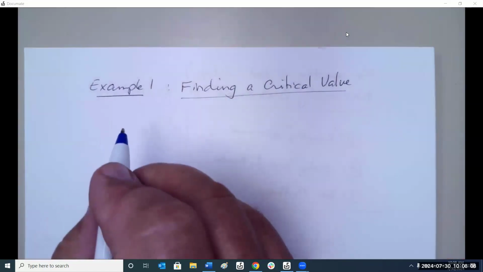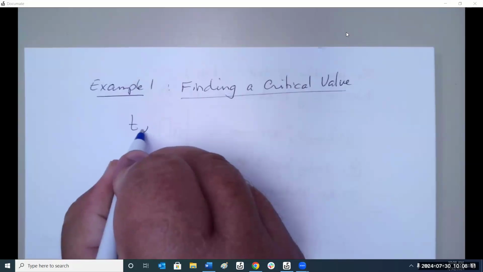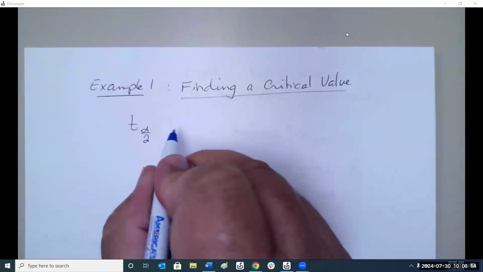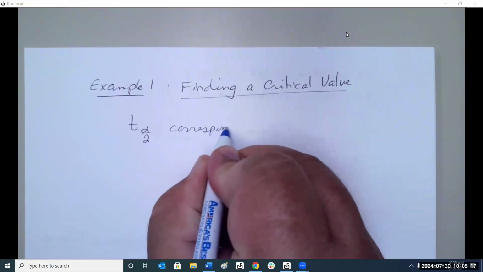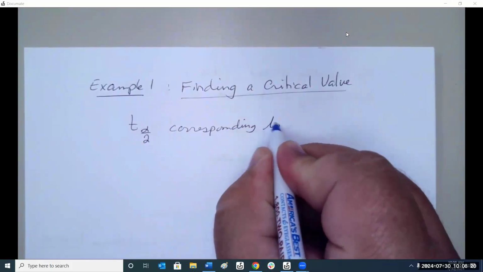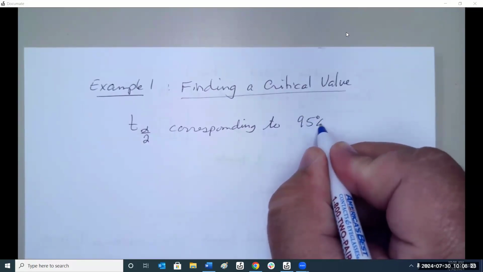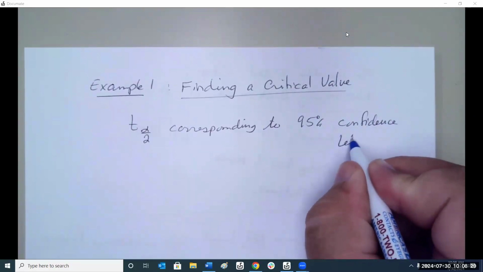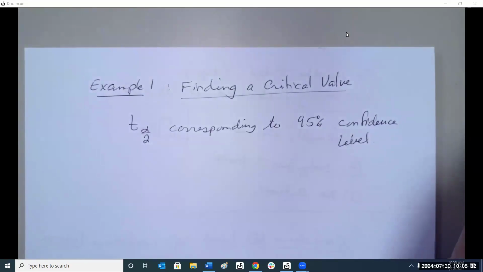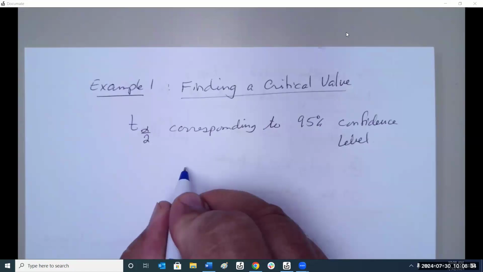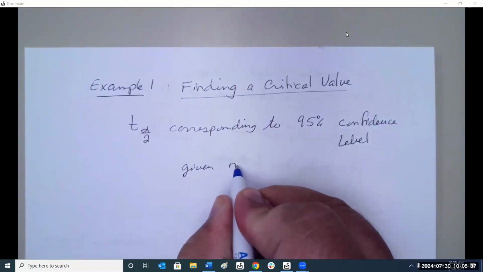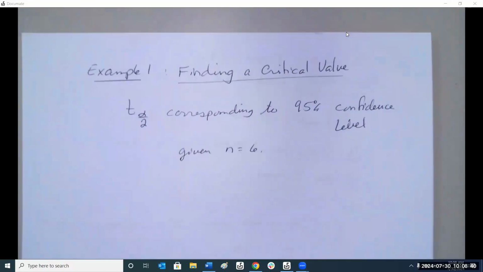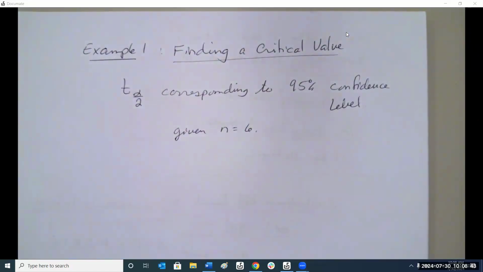So the question says, find the critical value t alpha over 2 corresponding to a 95% confidence level, given n equals 6. So what does that tell us? Before we do any calculations, what do we know about the shape of this graph?